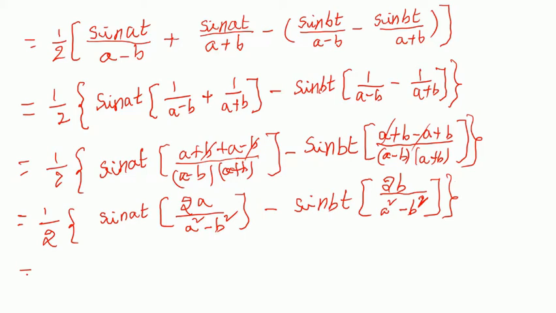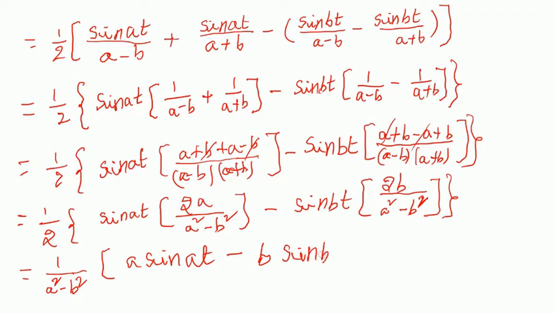So what is the common in these two terms? The common is 2 by a square minus b square, 2 is cancelled, you can get 1 by a square minus b square into, what is the remaining term? a sine at minus b sine bt, right? So this is the solution of the third problem: a sine at minus b sine bt by a square minus b square, right? Okay, thank you.